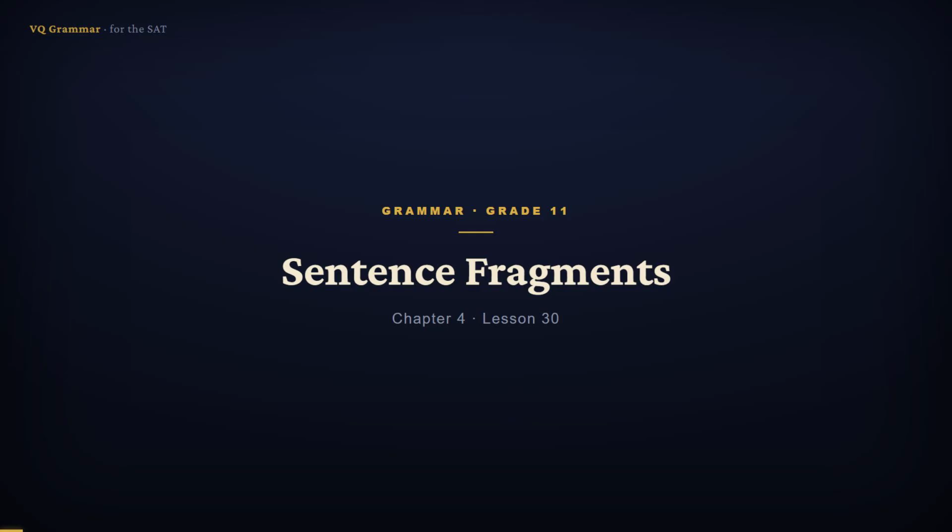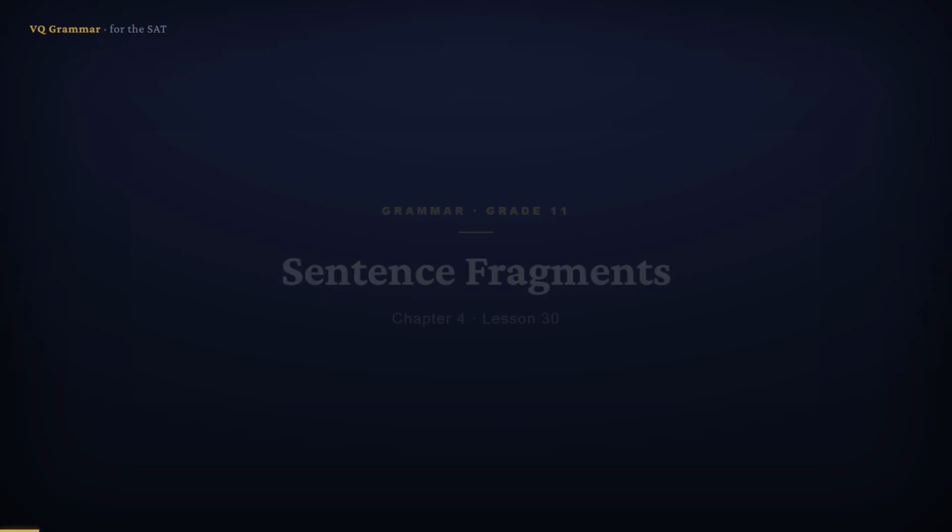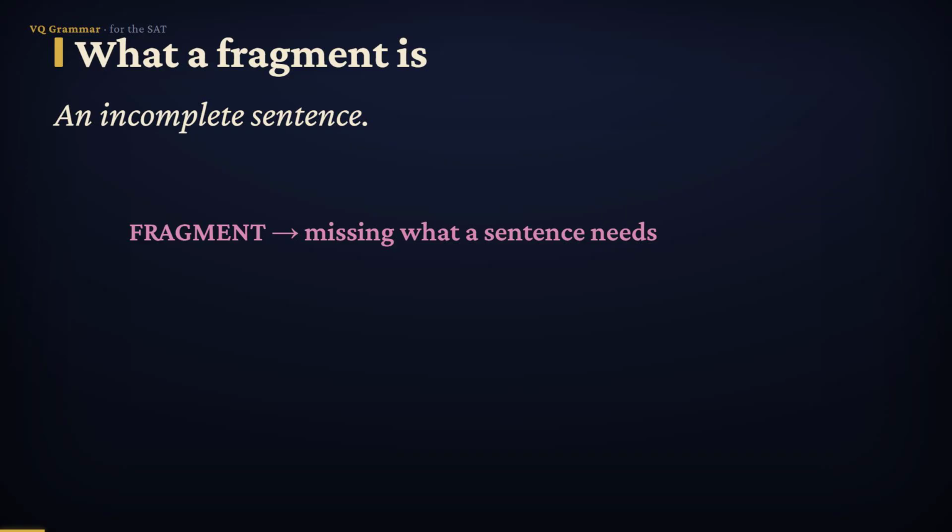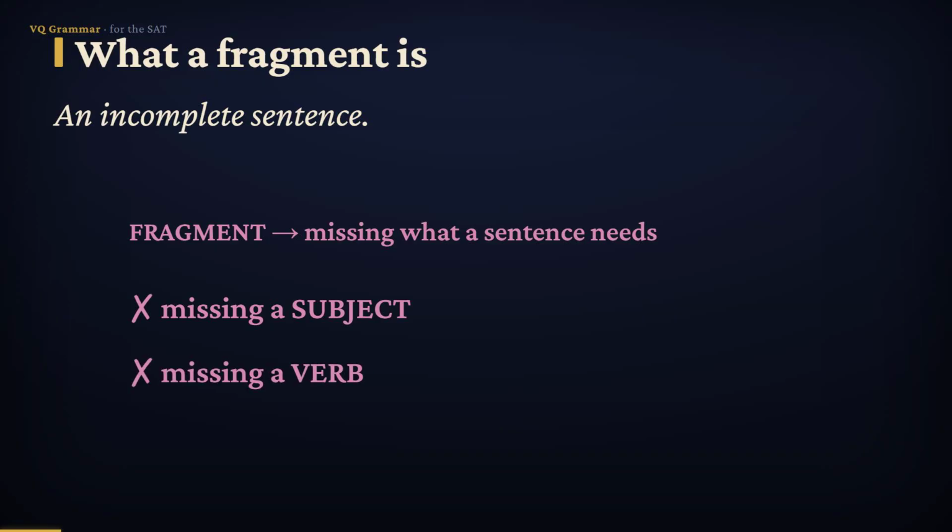We've built complete sentences. Now we learn to catch and fix the incomplete ones. Sentence fragments. A sentence fragment is a group of words that's missing something a real sentence needs. It might be missing a subject, it might be missing a verb, or it might be a subordinate clause that can't stand on its own. Remember, a complete sentence needs a subject, a verb, and a complete thought. So a fragment is missing at least one of those.